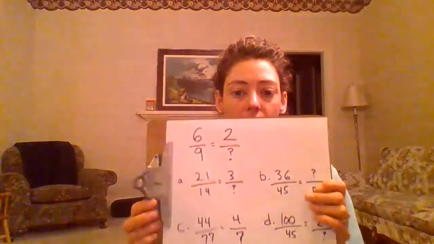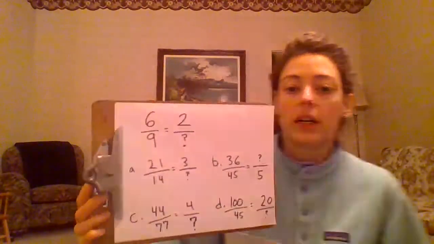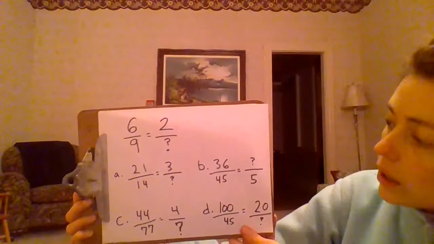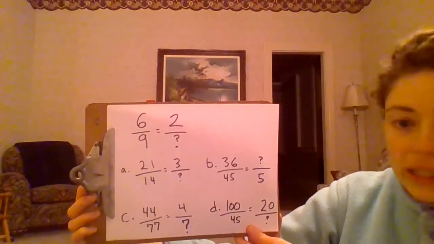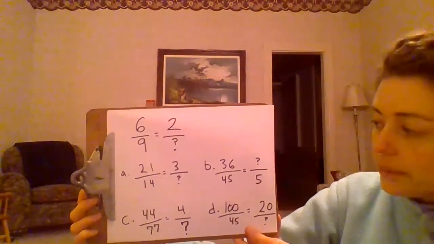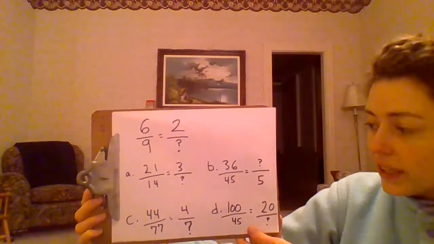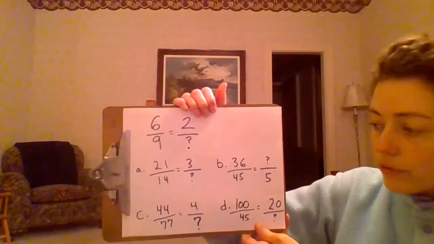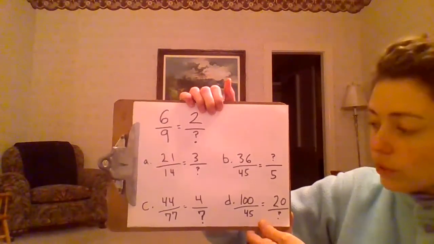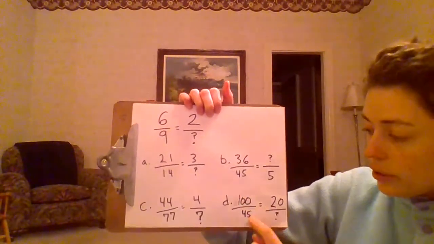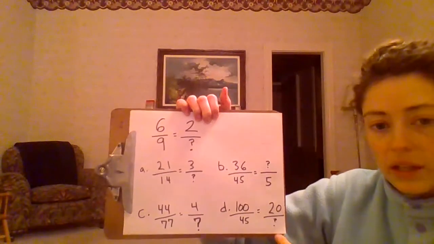So here are the other problems. We've got 21 over 14 is equal to 3 over what? 36 over 45 is equal to what over 5? 44 over 77 is equal to 4 over what? And 100 over 45 is equal to 20 over what?